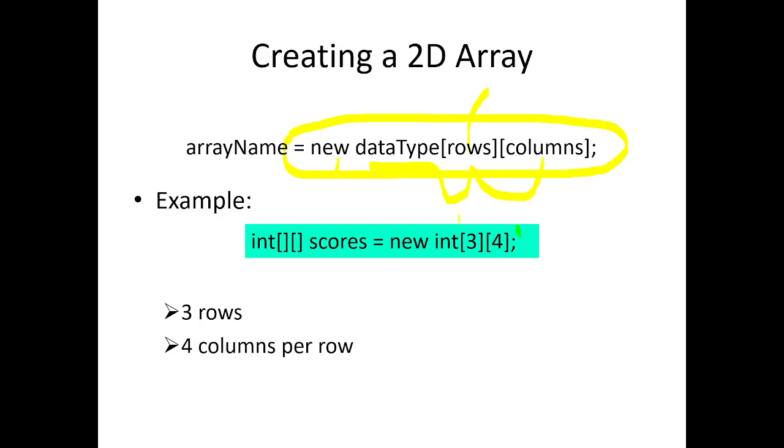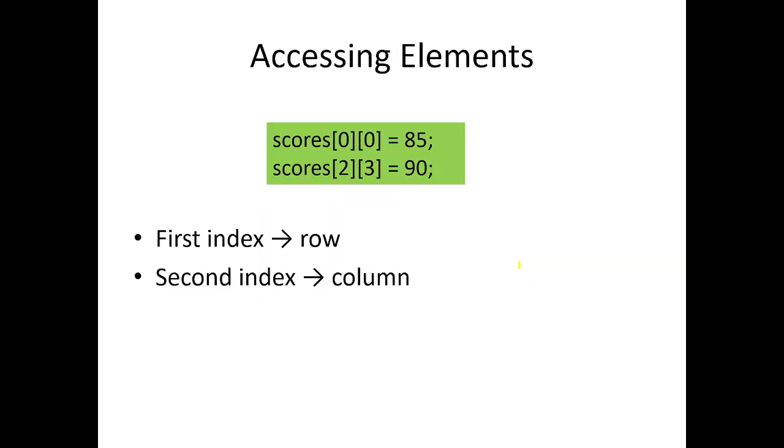When we have this kind of example, int, we know that we have scores as the array name and the data type as integer. Then we have two square brackets to note that this is a two-dimensional array. When we want to create it, we set it equal to new int, and the first square brackets involve your number of rows and the second square brackets involve your columns in that row. So rows and columns are the basic concept that you need to know. Alright, so how do we access the elements?